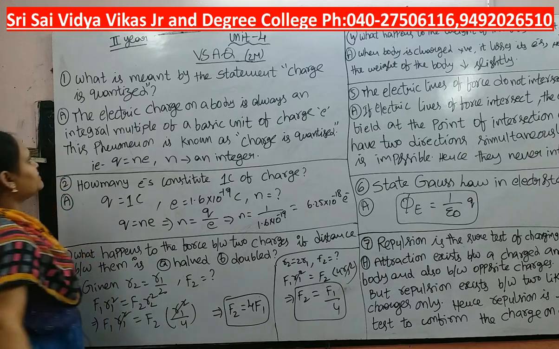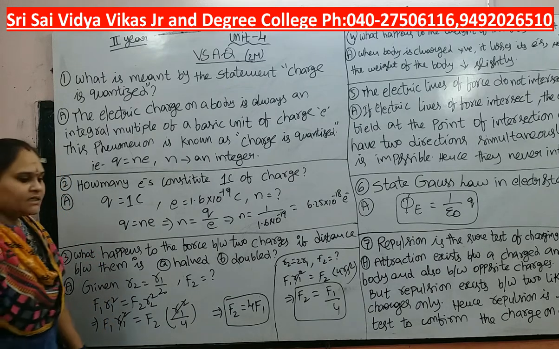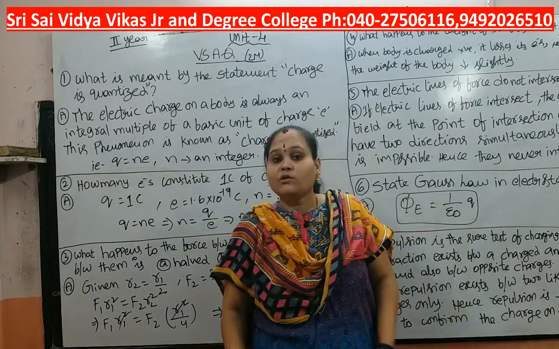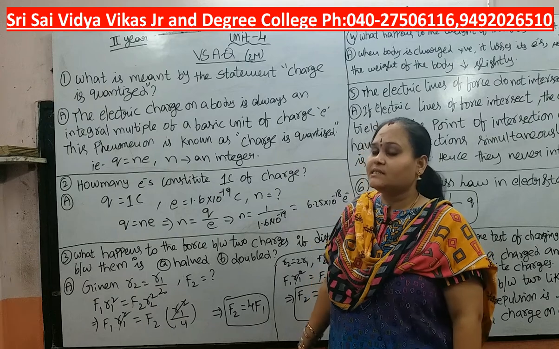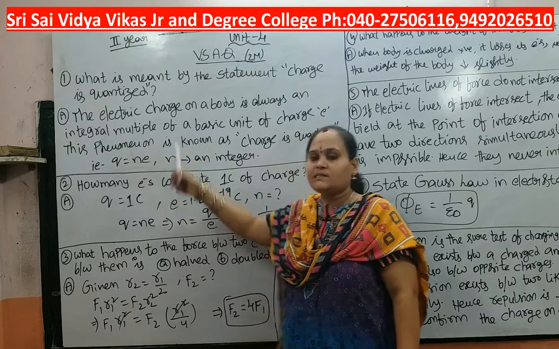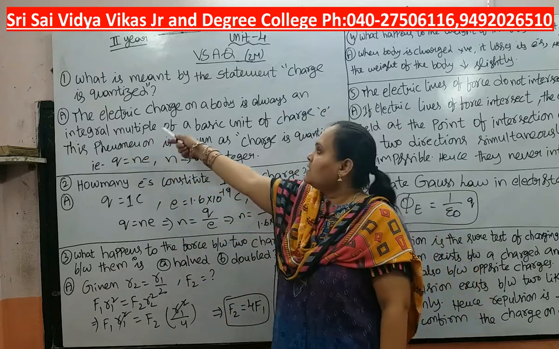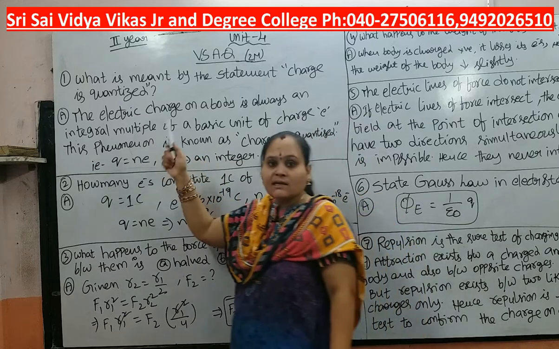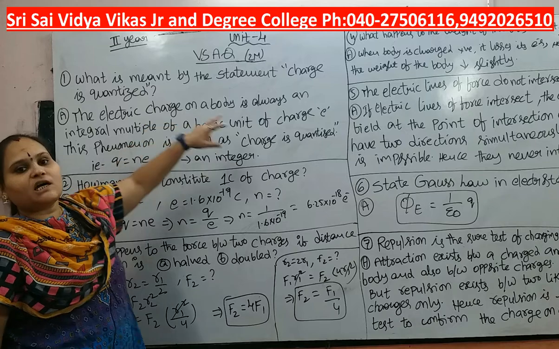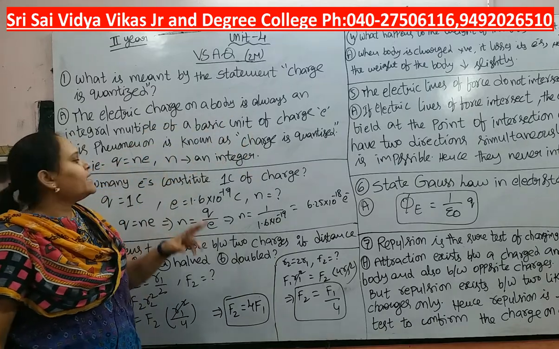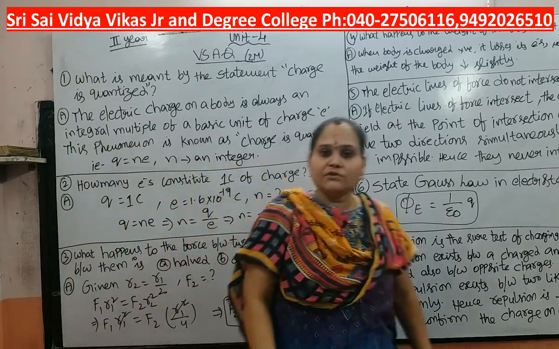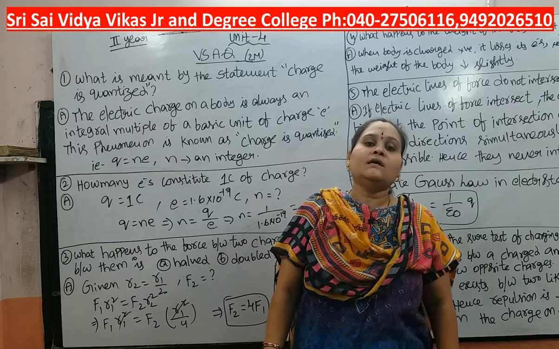Next, what is meant by the statement that charge is quantized? That means charge can be expressed in the form Q equal to ne. Here e is the charge of an electron and n is an integer. The electric charge on a body is always an integral multiple of a basic unit charge e, that is Q equal to ne. Here n is an integer. That means the charge can be written in the form Q equal to ne, and that is nothing but charge is quantized.